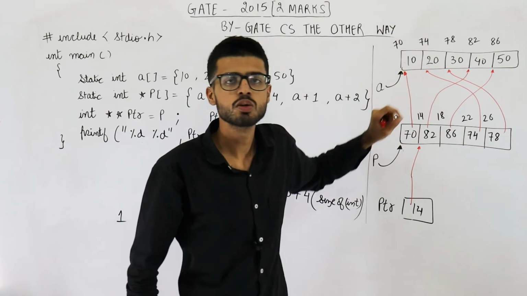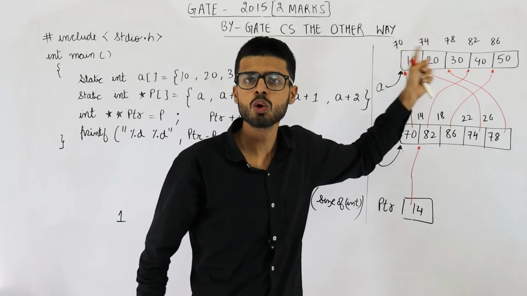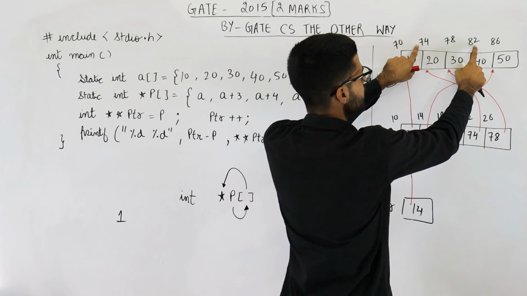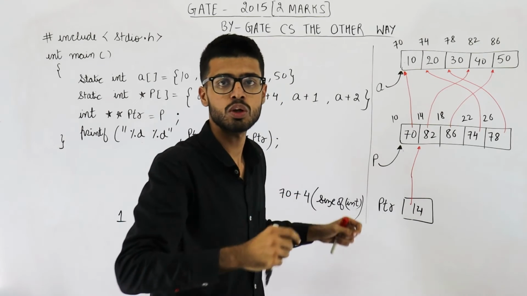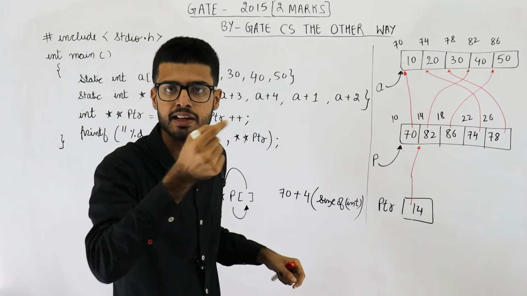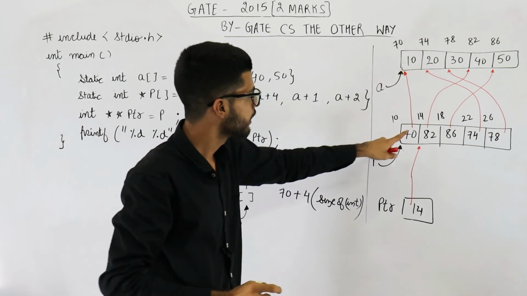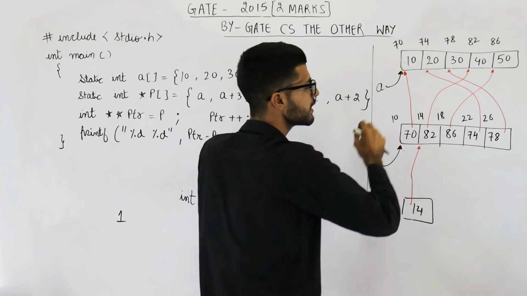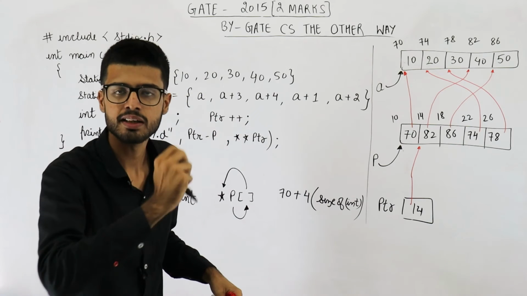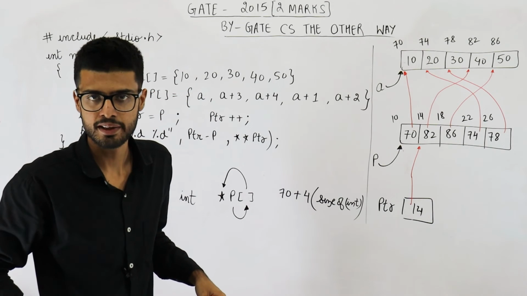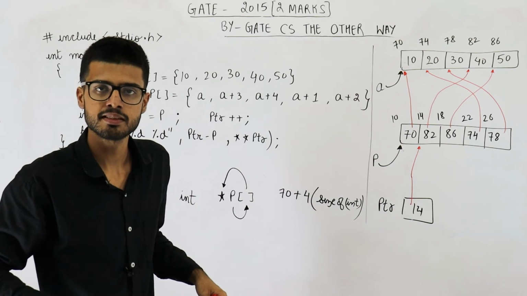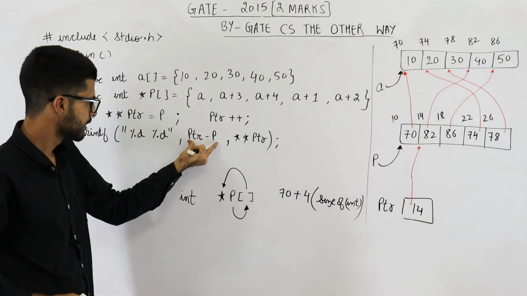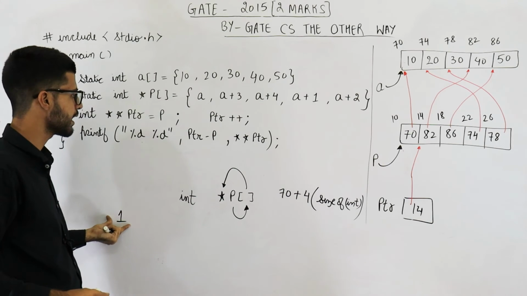If you are working with integers, then you have to talk in terms of integers. 82 minus 74 will be 2. It will not be 8, it will be 8 divided by the size of an integer. Here, you are saving pointers or addresses. So 14 minus 10 will be 4 divided by the size of one address. The size of one address is assumed to be 4 bytes. Hence, it will be 1. So this evaluated to 1 and it has been printed.